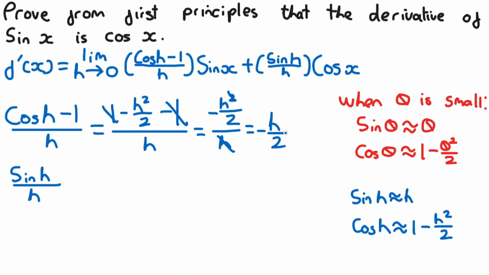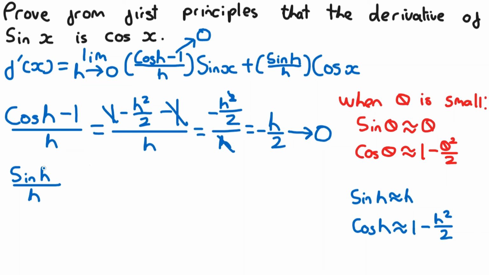And the question is, what is minus h over 2 going to be approaching when h is approaching 0? Minus h over 2 is also going to be approaching 0 when h is approaching 0, because the only difference is that we're dividing by 2 and it's negative, but when h is approaching 0, that's not going to make a difference. It's still going to be approaching 0. So cos h minus 1 over h is approaching 0 with this limit here.